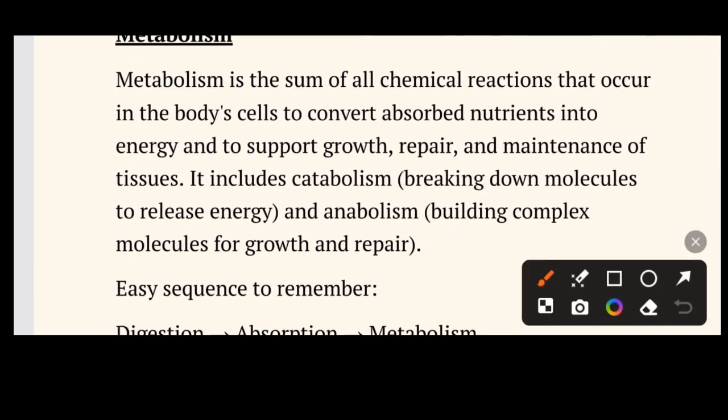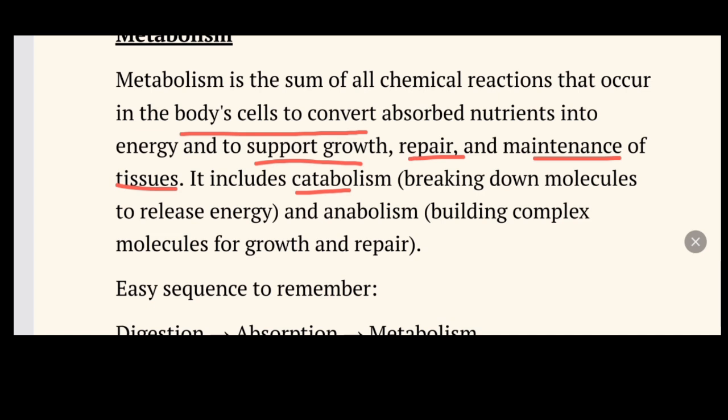Body cells absorb the nutrients and convert them into energy to support the growth, repair, and maintenance of tissue. It includes catabolism, the breakdown of molecules to release energy, and anabolism, building complex molecules for growth and repair.